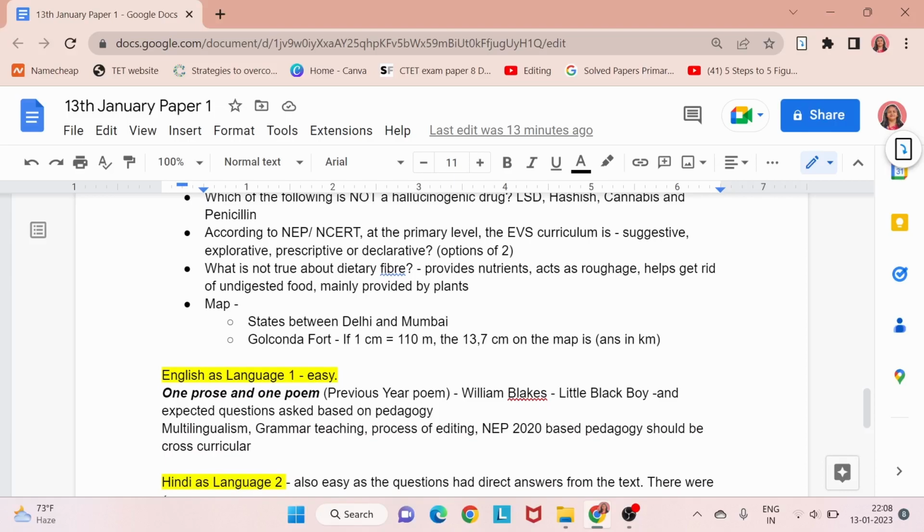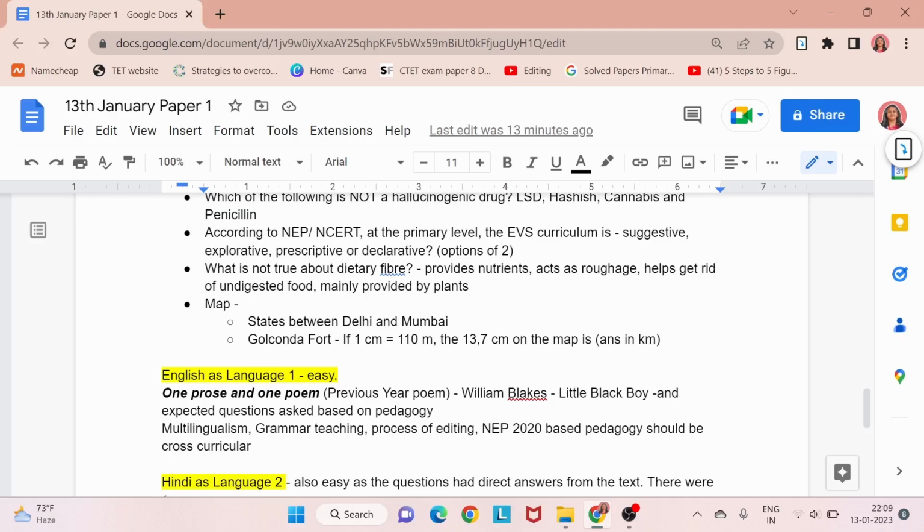The map question, there was one statement where somebody is traveling from Delhi to Mumbai, and which are the three states which he has to pass through. The options were quite simple. It was basically Rajasthan, Madhya Pradesh, and Maharashtra. These were the three states which were directly linked to Delhi.